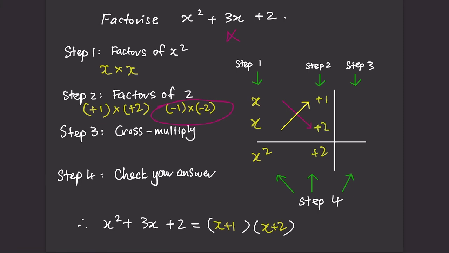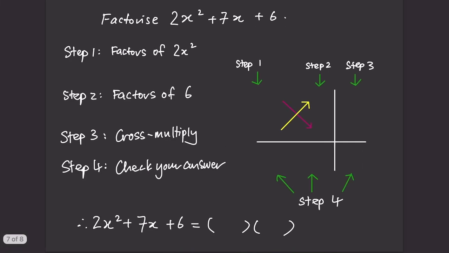Okay, so this is a quick look at how this whole cross method works. This is the mechanism of this cross method. So we're going to apply this for the next example and see how it works. Again, same thing, I have factors of 2x squared, and so I'm going to write that down. So x multiplied with 2x is going to give me 2x squared if I multiply them together.